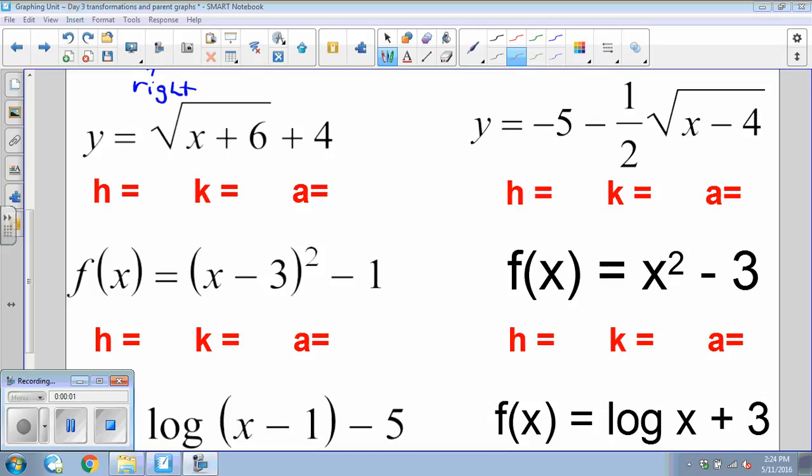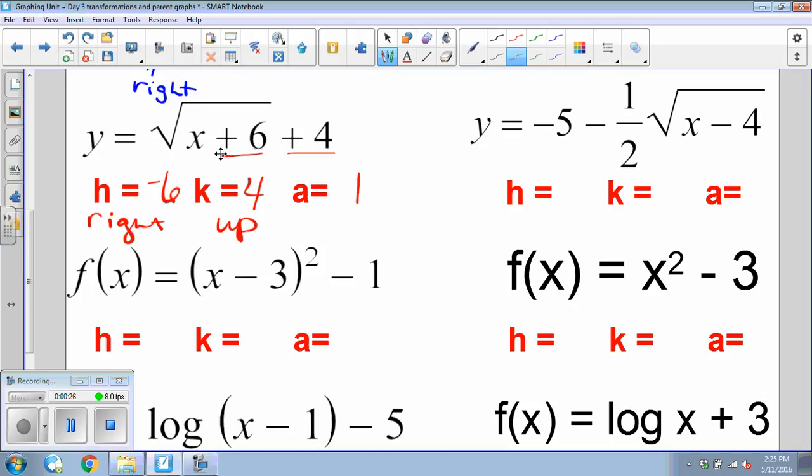So in this first one, y equals the square root of x plus 6 plus 4, h is negative 6, which means it is shifted 6 units to the right. K is 4, which means it's shifted 4 units up. And A is 1, so it is not reflected at all.